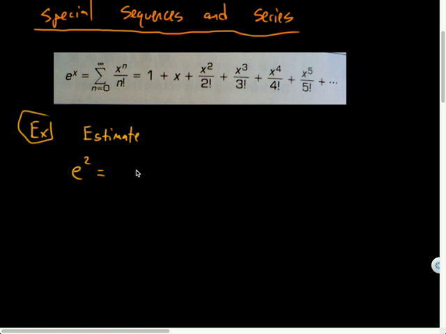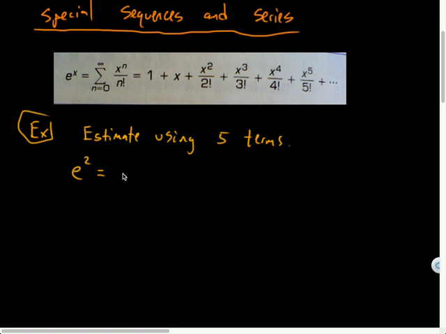And notice if I was to calculate e to the first power, then it would have been exactly what we had earlier. All the x's would just be 1's, and that is the value of e. Estimate e to the second, using the first 5 terms from the series. It's going to be an estimate, it won't be exact, but you'll be surprised how quickly we can get close to the answer.